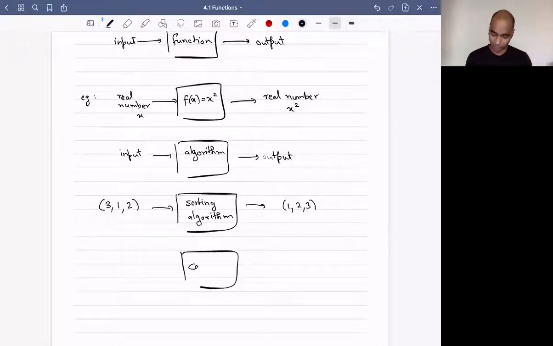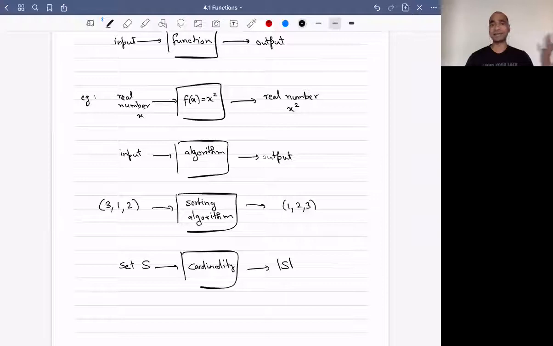You can even have a function that takes in a set and produces its cardinality. So for example, I can put cardinality here, and then it takes in a set S and then produces size of S. So the inputs and outputs can be very varied. The input for cardinality is any set, and the output is a natural number or infinity. So functions are very, very general things right next to sets. And there's no way for me to draw the graph of cardinality. What is the graph of the cardinality function? What is the graph of a sorting algorithm?